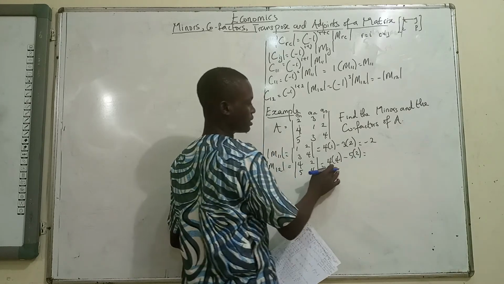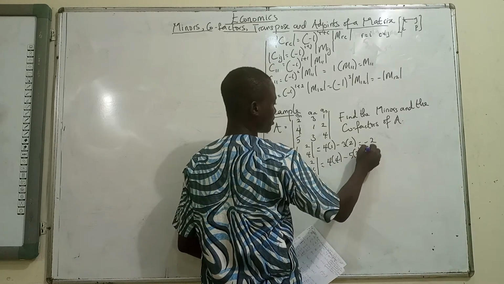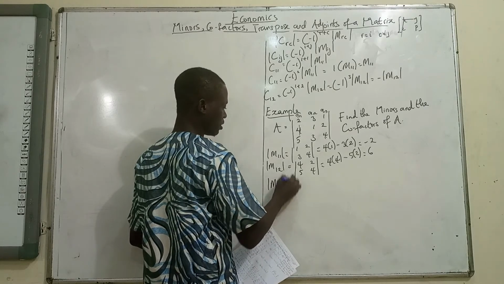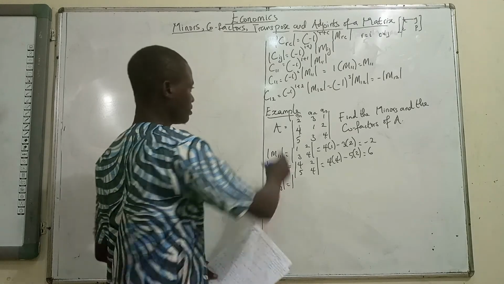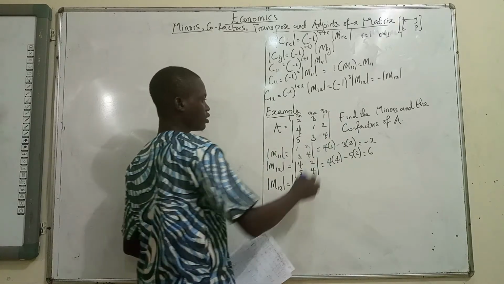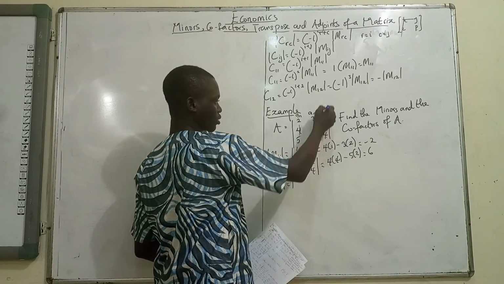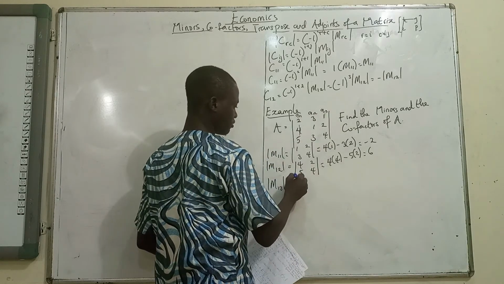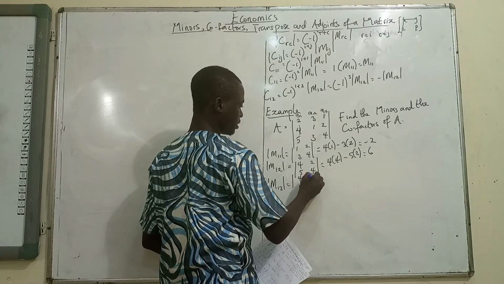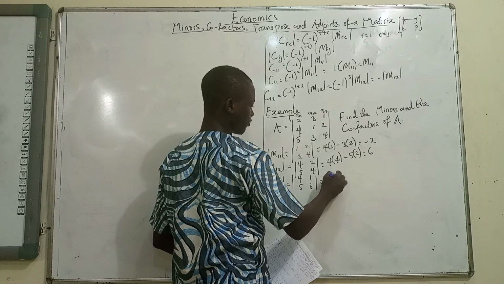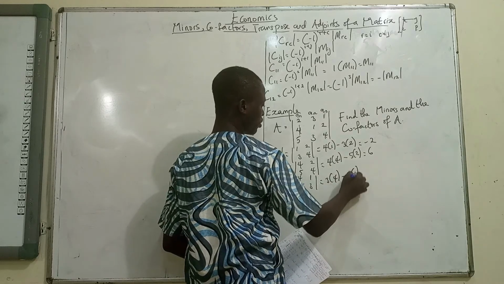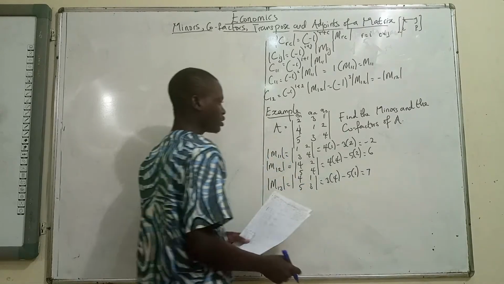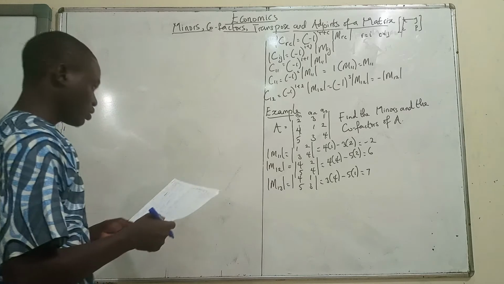4 times 4 is 16, 16 minus 5 times 2 is 10, 16 minus 10 is 6. Then we have our M13, so let's deal with the first row. M13: we take out where A13 is, and we take this out as well, so we'll be left with 4, 5, 1, 3. This will be equal to 3 into bracket 4 minus 5 into bracket 1. 3 times 4 is 12, 12 minus 5 times 1 is 5, and that is 7. So we have minus 2, 6, and 7.